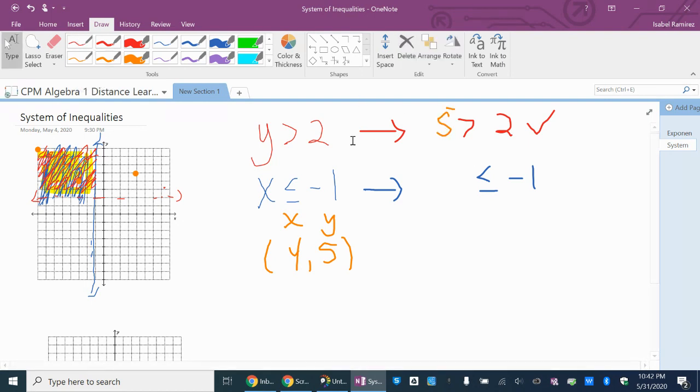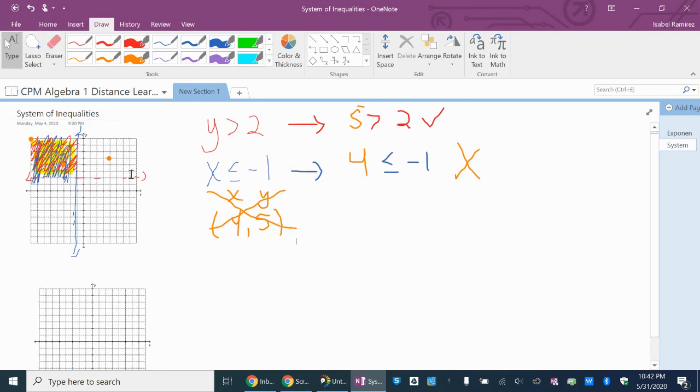And like I said, it would satisfy it because that point is part of the red region, which was the region for the first inequality. Y is greater than 2. But it wasn't part of the blue region or the inequality x is less than or equal to -1. So that x there is 4. So when I plug in 4 here, 4 is not less than or equal to -1. Okay, so it doesn't work. So that's why this is not a solution. You can only pick points in that region, but for inequalities, we just shade in that region when we're graphing.